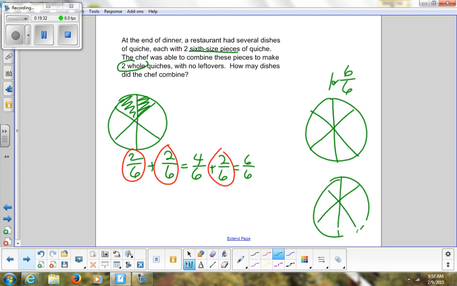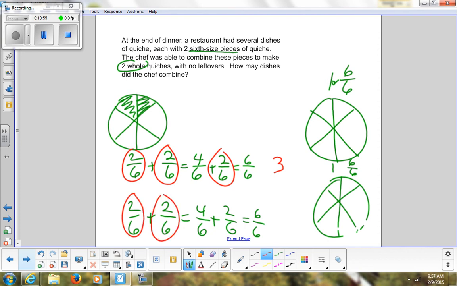Because it says here that he made 2 whole quiches. So if I made a whole here and I had 3 of them, what do you think I'm going to have to do down here? Same thing. 2/6 plus 2/6 equals 4/6. Nope, that's not enough. And 3 plus 3 is 6. Okay, so how many 2/6-size quiches does he need to make 2 wholes? 6. Good.